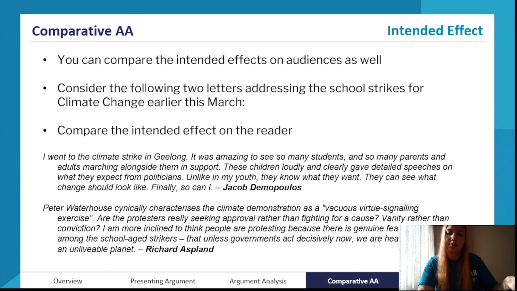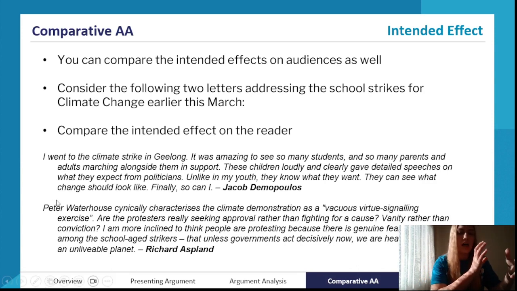So Demopulus is trying to say that the climate strikes have been bringing people together, and in particular giving children, school-age protesters, empowerment and ability for political expression and feel that they can incite change. Whereas Aspland was instead saying that these school strikes are vital and we need to incite action now.